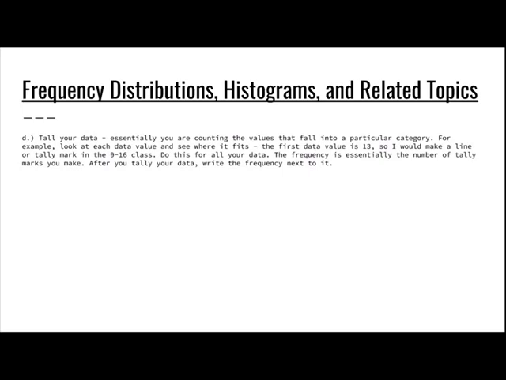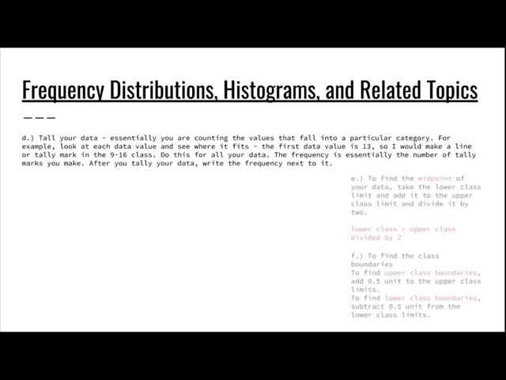But next, we're going to tally our data. Essentially, we're going to go through our whole set of data, and count each value that falls into each particular category. For example, you're going to look at the data and see where it fits. So if our first data value is 13, I'm going to make a line or tally mark in the 9 through 16 class because it would fit in that class. We're going to do this for all of our data. And then the frequency is essentially how many tally marks you made.